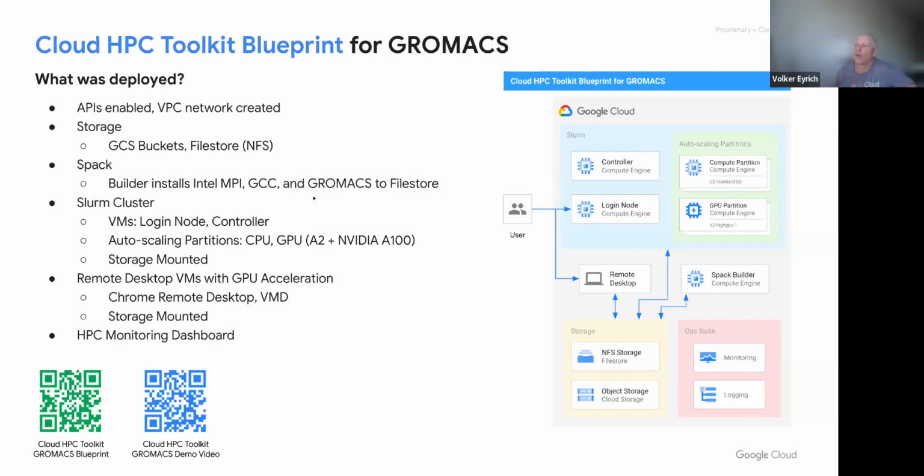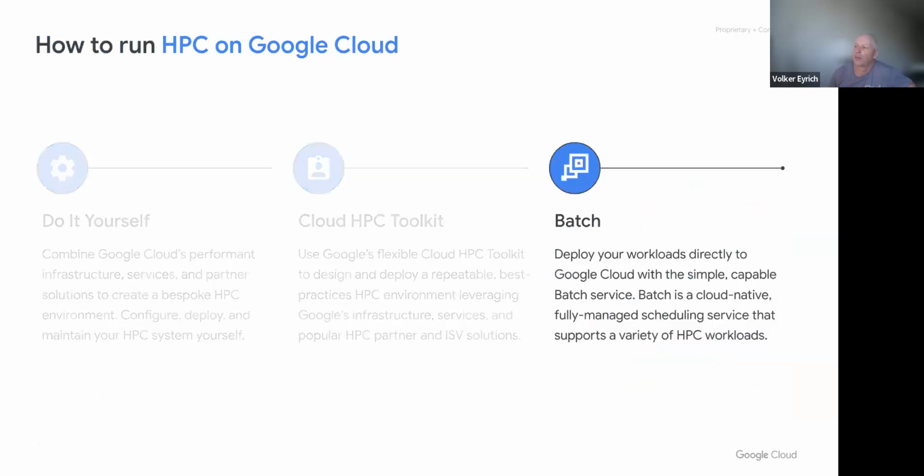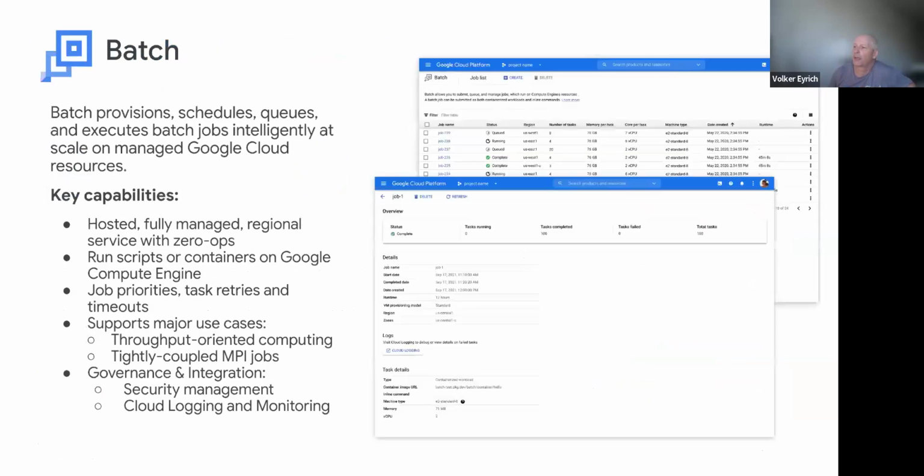So you can deploy very capable systems. This is not just to deploy toy systems. The HPC Toolkit can deploy actual production systems. And then Batch, just to briefly take a look at that. As I mentioned earlier, fully managed. You basically don't have to do anything other than spell out what it is that you want to run and what you want to run it on.